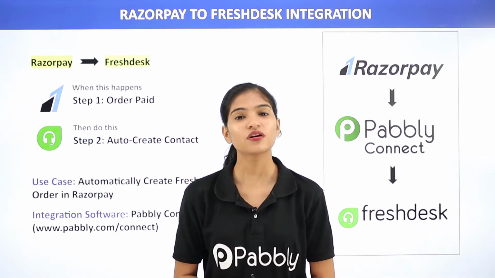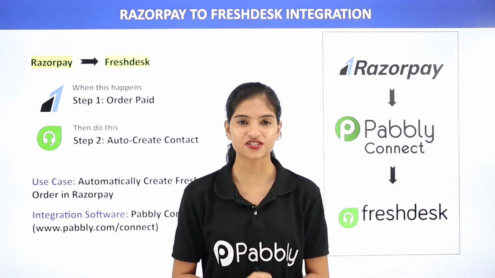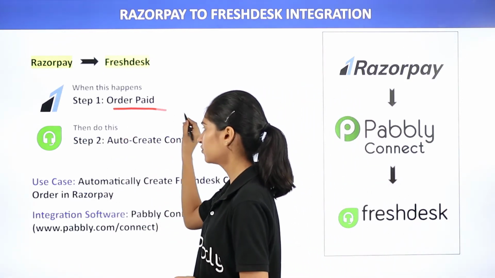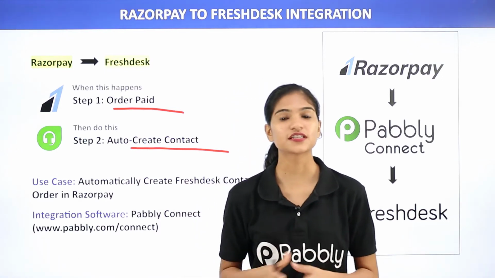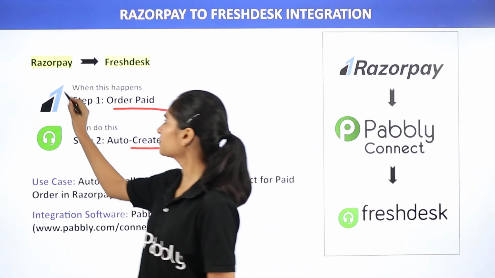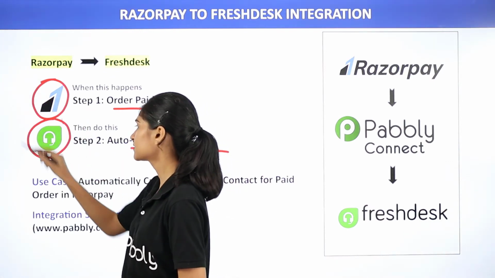Today in this video, we are going to integrate two software applications, Razorpay and Freshdesk. So the use case here is, whenever an order is paid in Razorpay, automatically create a contact in Freshdesk. First, let us know what these two software applications are all about. Razorpay is an online payment gateway, whereas Freshdesk is a help desk system.